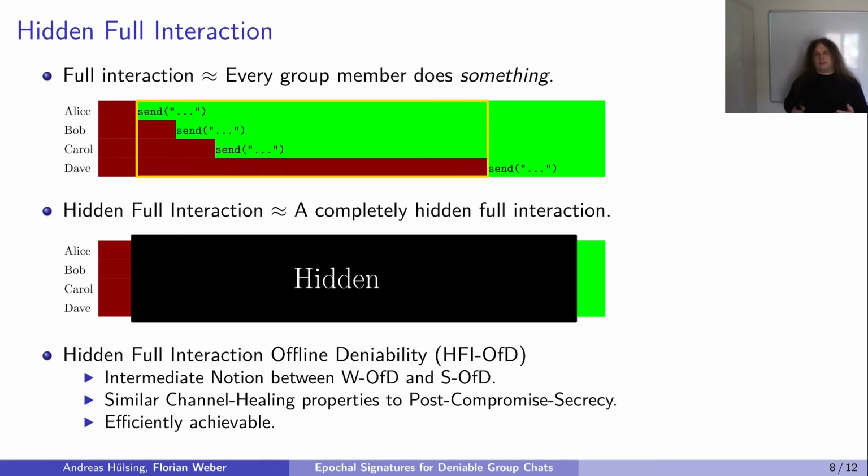And there the statement is essentially that you can have challenge and exposed actions in a chat room as long as they are always separated by such a hidden full interaction. Now, hidden full interactions are actually similar to many of the conditions under which post-compromise secrecy re-establishes secrecy after a key compromise becomes undone. So in that sense, this is also a condition that many of you may be familiar with. And most importantly, for our purposes here, hidden full interaction offline deniability, or HFI offline deniability, is efficiently achievable, and we will look into why soon.